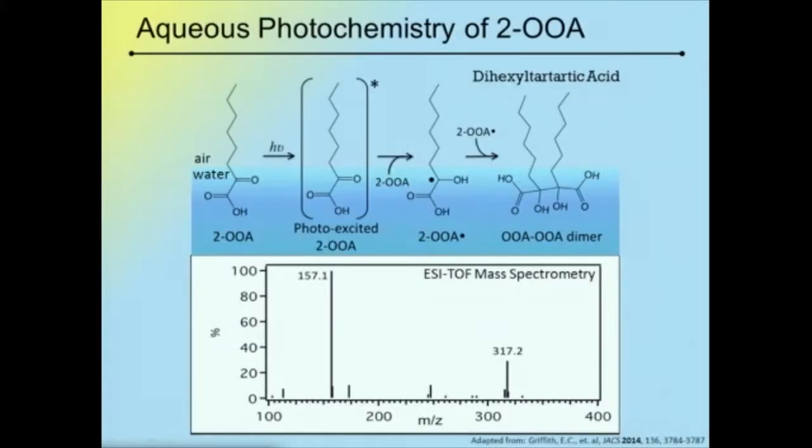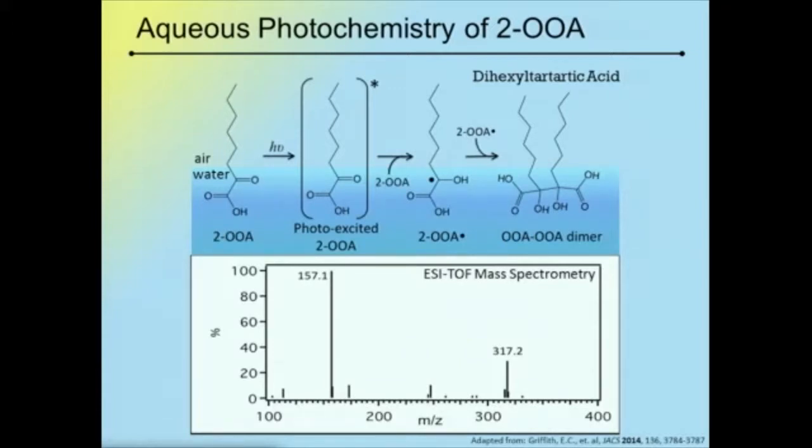And in fact, we do see that this happens. We've confirmed it with mass spec and NMR and a few things like that. It follows exactly the same photochemistry as pyruvic acid, and we make this dihexyl tartaric acid. So we've synthesized a double-tailed lipid, exciting.